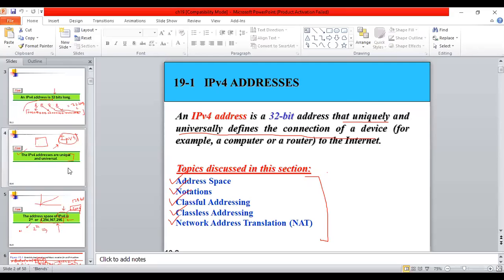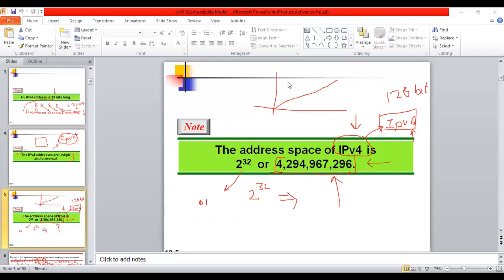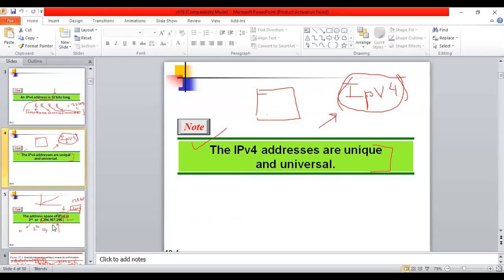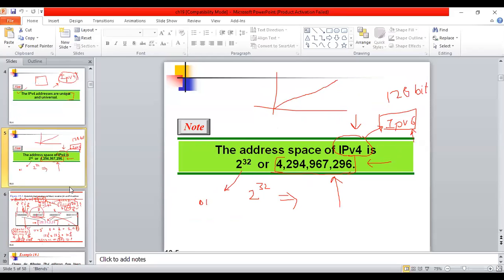Can anyone repeat what we were doing in the last class? We are talking about IP addressing scheme. Yes. If you have any doubt or query, you can ask.